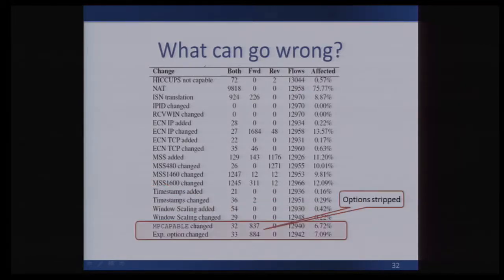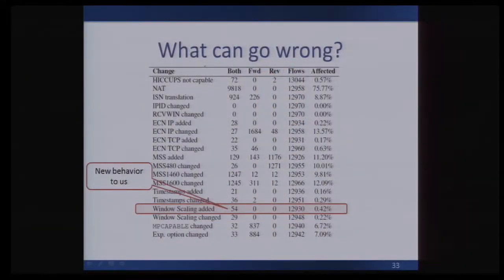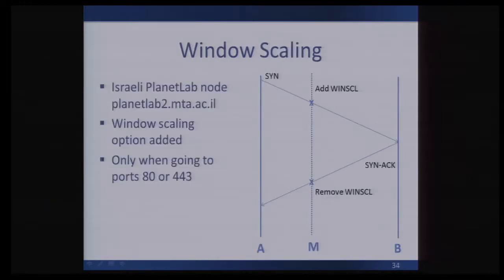I want to add that not necessarily all options, but more like the newer options. So multipath capable for multipath TCP. And also the last one on the list is an experimental option that we added for the purposes of the test. So create a new one and try to transfer that. And we also saw instances of a new behavior to us that happened with window scaling being added. So a little more about that.